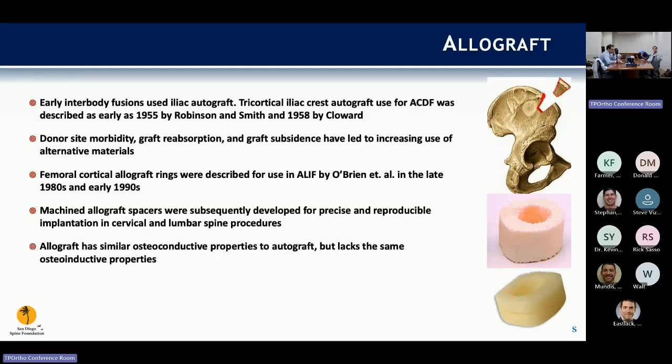So first, allograft. Structural allografts were widely used, including femoral cortical ring allografts. They provided stability, but did have some issues with graft resorption, donor site morbidity, and subsidence. These drawbacks led to exploration of synthetic materials aimed for improved consistency and biointegration. This is interesting. The femoral cortical ring allografts were described for ALIFs by Dr. O'Brien in the early 1980s. I'm not sure. I actually used this a lot in residency. I thought it was pretty interesting.